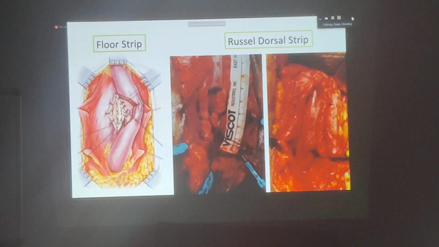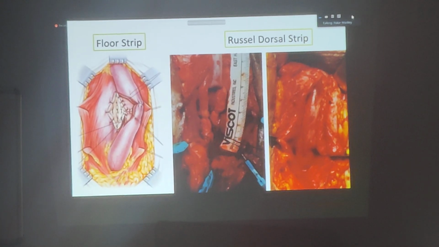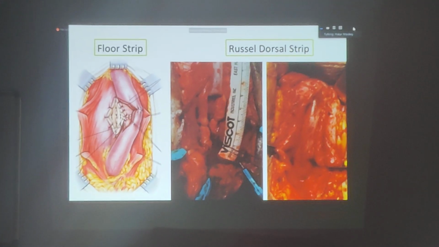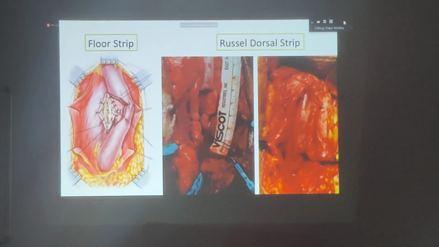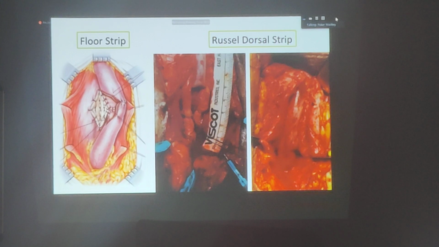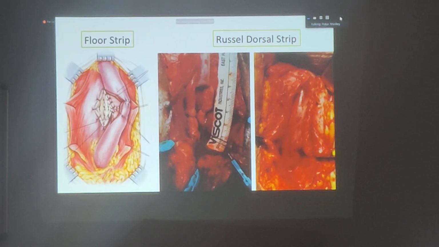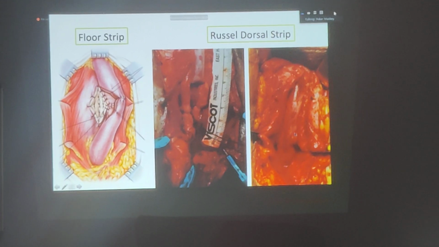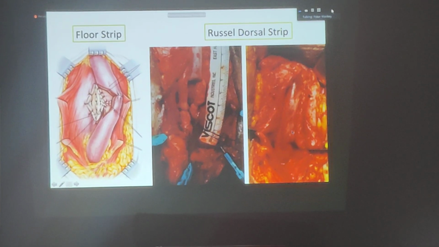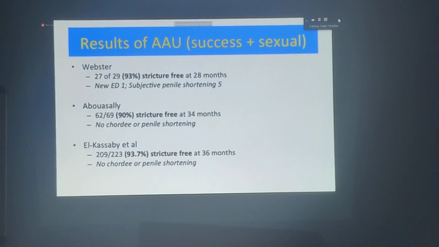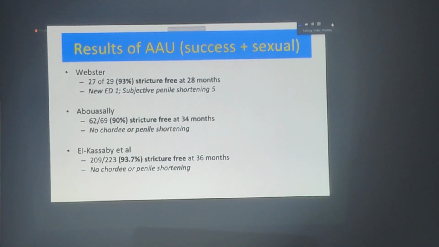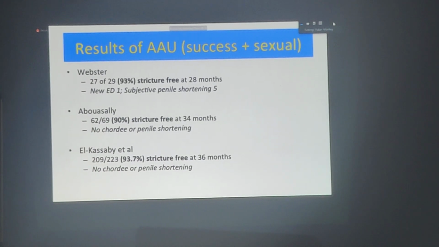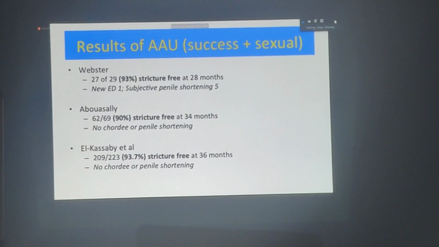So the urethra can be anastomosed ventrally, where we call it a floor strip, using the graft dorsally, or we can anastomose the urethral strip dorsally, which is called Russell's strip, and use a ventral onlay of the graft, as seen in these 2 pictures. So here's the graft, this is the ventral onlay of the graft. Because we are removing the diseased segment, the success rate of augmented anastomotic urethroplasty almost reaches the success rate of anastomotic urethroplasty. It's in excess of 90%.